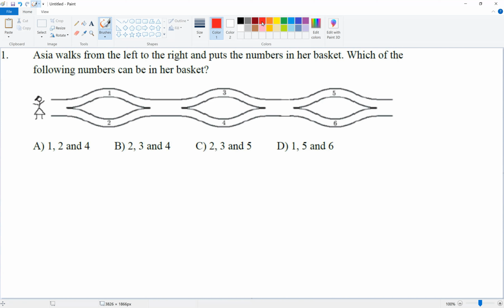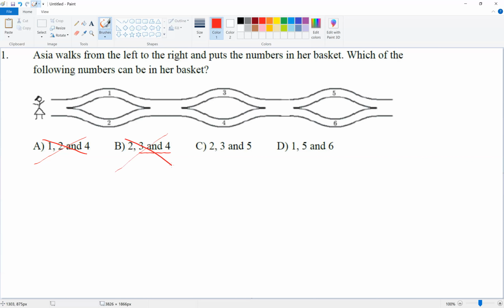I got the answer C. And why? Because I did process of elimination. I started with A and I realized that she can only go left or to the right, and since A has 1 and 2, they're both opposite, so that can't be it. And then I did B, so it has 2, 3, and 4, but 3 and 4 face each other, so she can't do that.